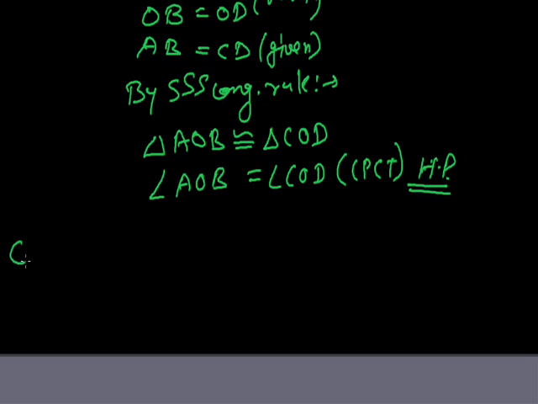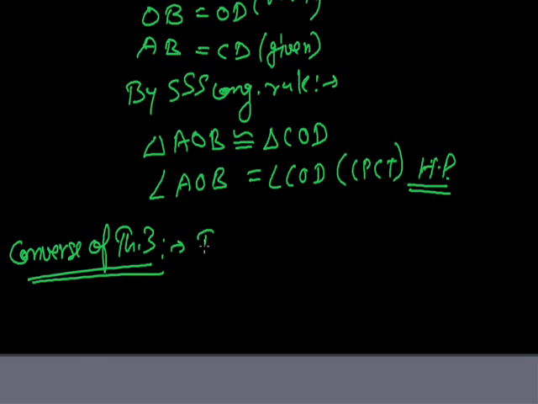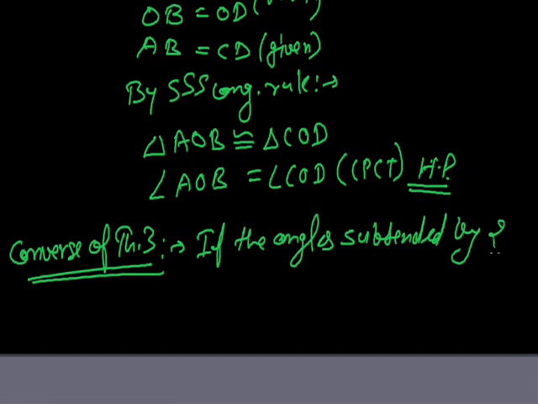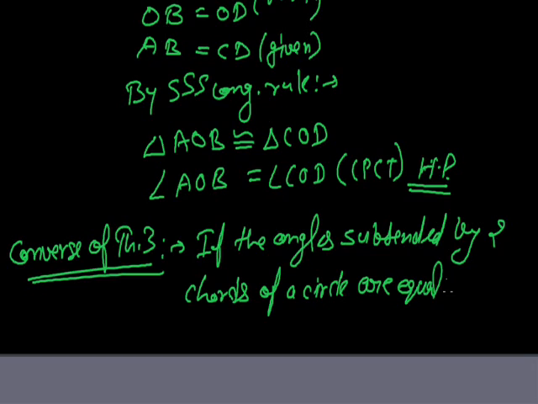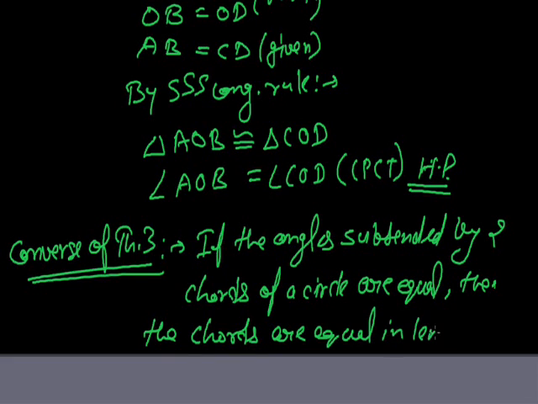The converse of this theorem is also true. The converse of theorem 3 is also true. That means if the angles subtended by two chords of a circle are equal, then the chords are equal in length. We can similarly prove that.